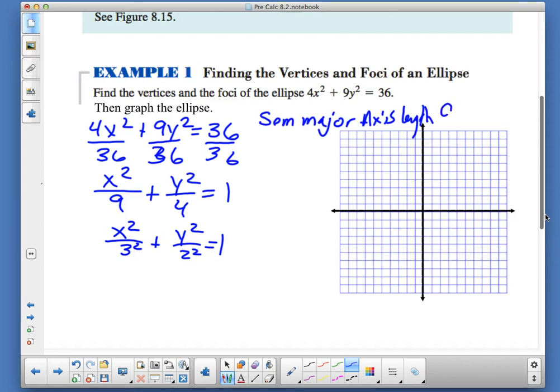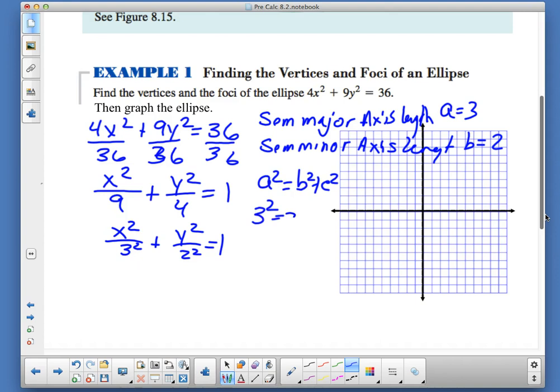Okay, by the way, that's my A value, which is equal to 3. My semi-minor axis length, B, is equal to 2. Well, since A squared is equal to B squared plus C squared, I now can go 3 squared is equal to 2 squared plus C squared. And I got 9 is equal to 4 plus C squared, so I know C squared is 5. Or I should say C is the square root of 5, as I solve for that relationship.